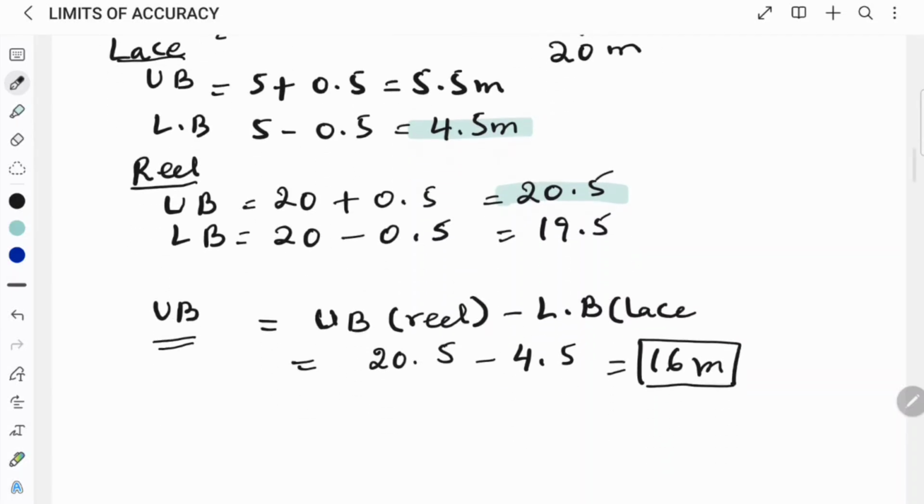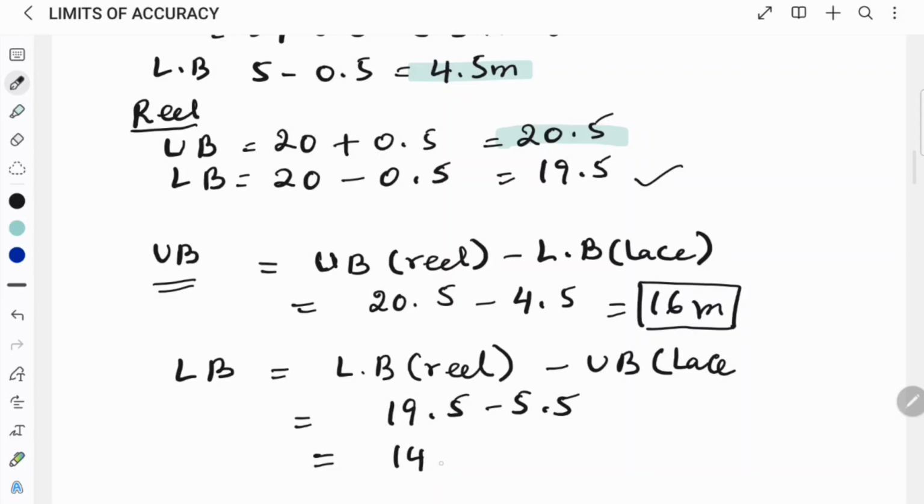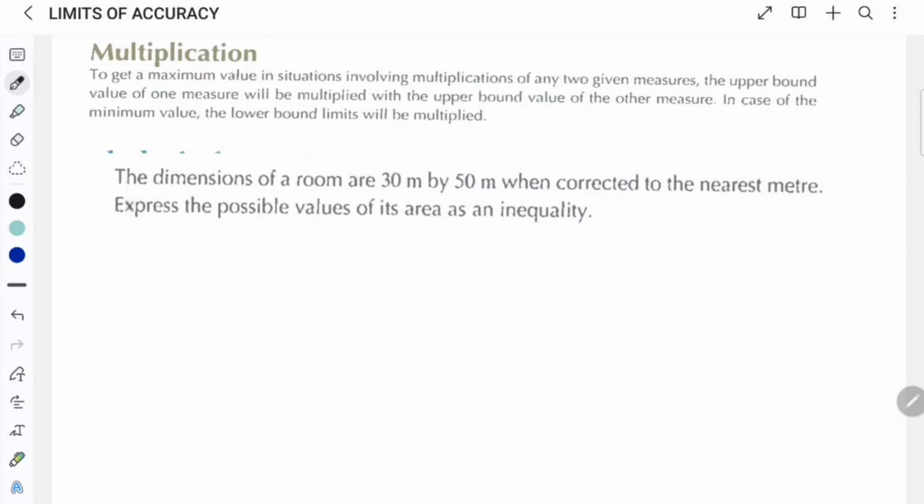Now for the lower bound, you will get the minimum value of the reel. So the minimum value is the lower bound of the reel minus the maximum value of the lace, the upper bound of the lace. For that you will take these two values. So the reel is 19.5 minus 5.5, which equals 14 meters, the answer for the lower bound. Okay, now take a question of multiplication.